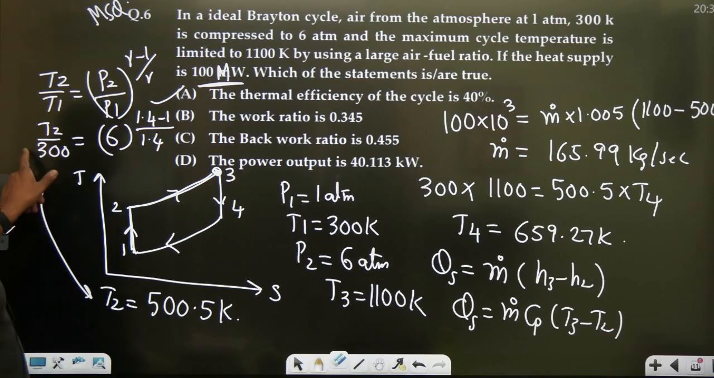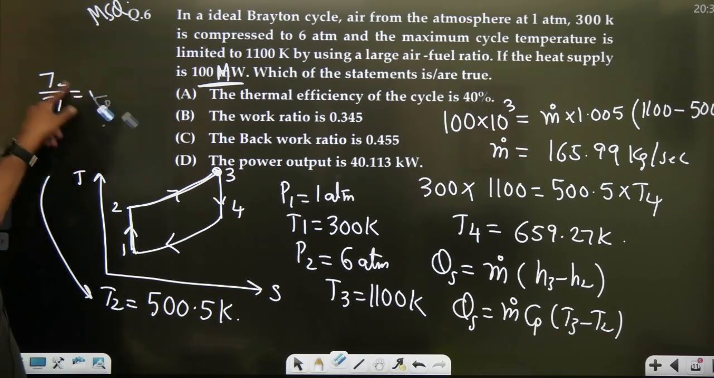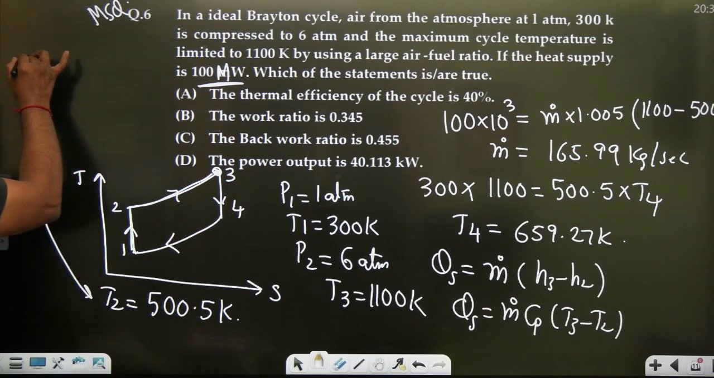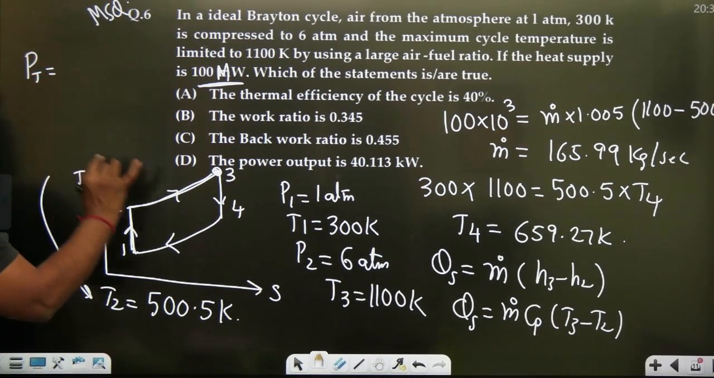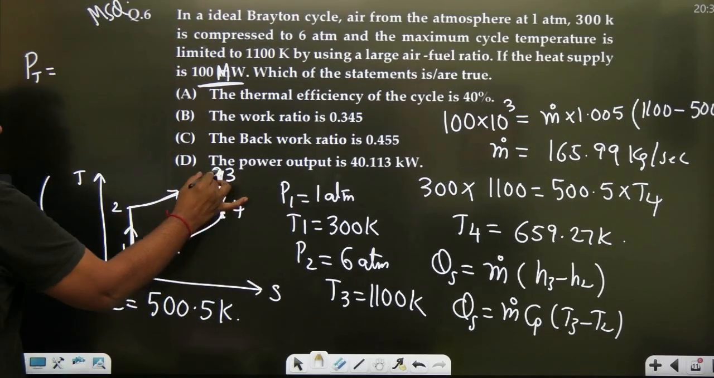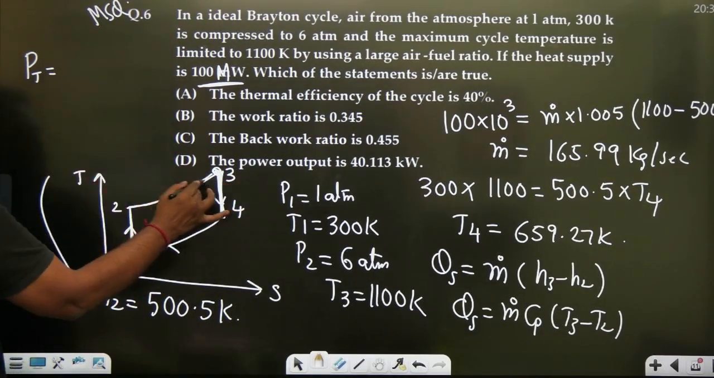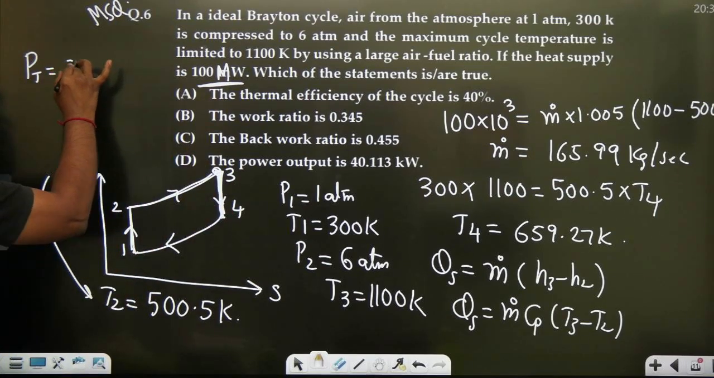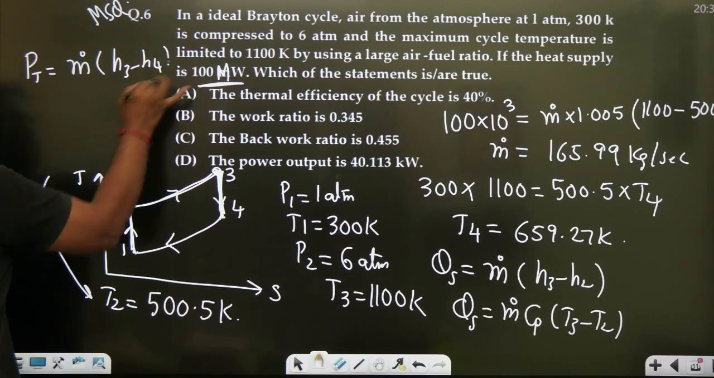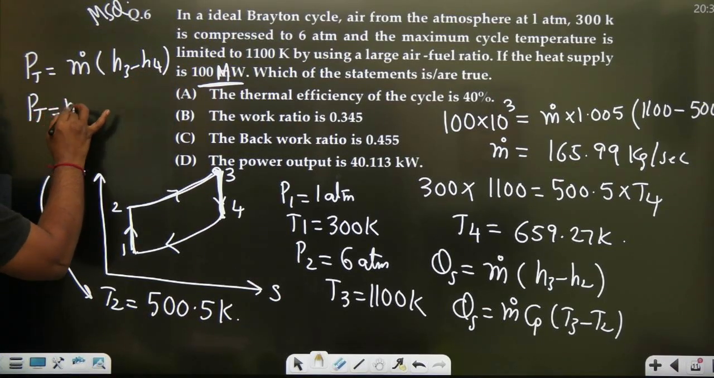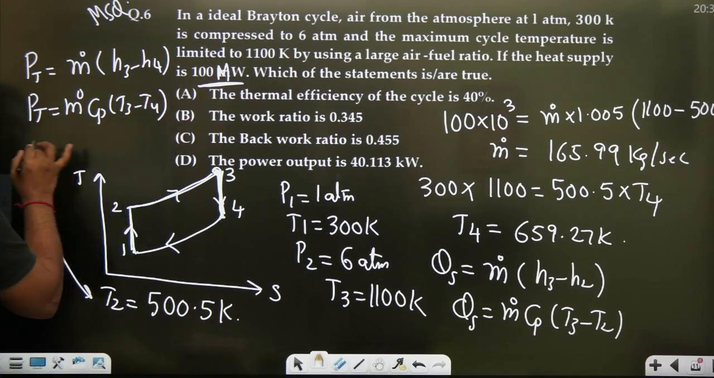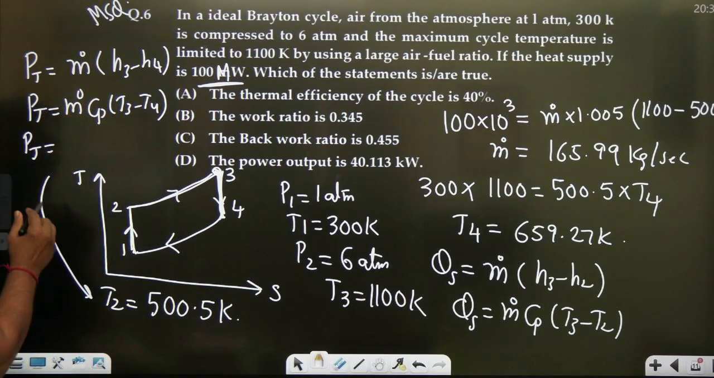What to do with this mass flow rate? Let me tell you very clearly. Once the mass flow rate is known, I can easily calculate the turbine work. How to calculate turbine work? The expansion is taking place from 3 to 4. So let me calculate the turbine work. It is m dot into H3 minus H4. So the power of the turbine can be written as m dot into Cp into T3 minus T4.